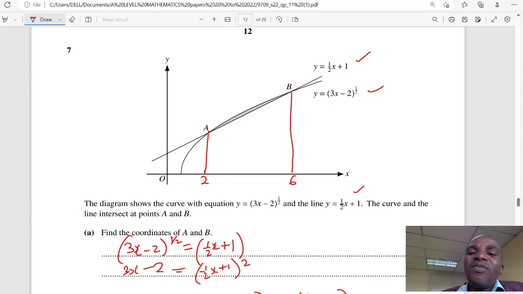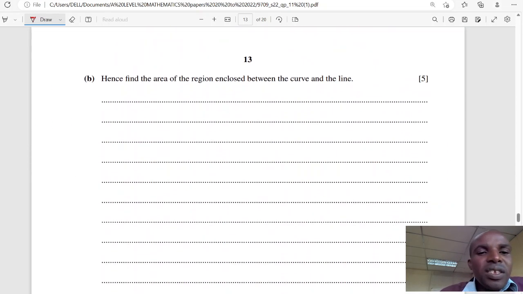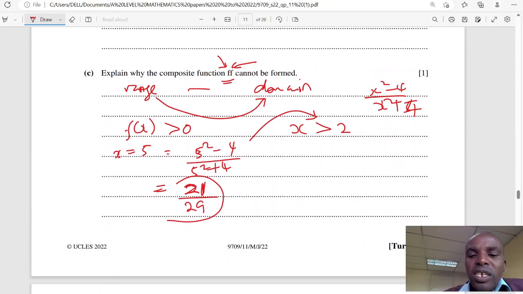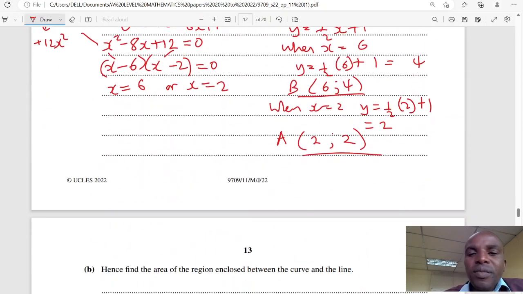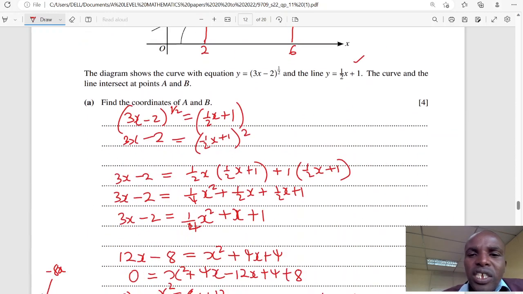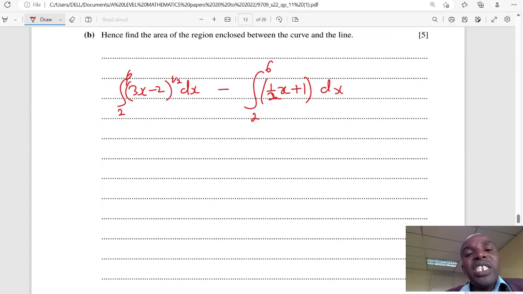Right? So you say area under the curve. Curve is (3x minus 2) to the power half, from 2 to 6, minus area under the line, that's the integral of (half x plus 1) dx. Then the same limits, 2 to 6. Let me check. Is it half x plus 1? Yes, correct. Even the line, if you can check the line, is forming a trapezium, right? You can even still use the formula for the trapezium and still get the answer.